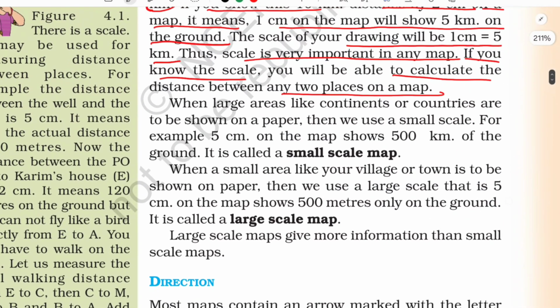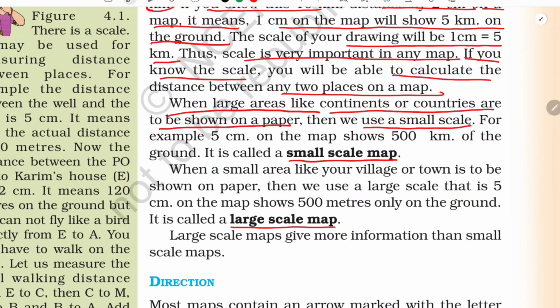So again, in this scale also, we have a small scale map and a large scale map. Now let us understand what they are. When large areas like continents or countries are to be shown on paper, then we use small scale. For example, 5 centimeters on the map will show about 500 kilometers of the ground. This is called a small scale map.